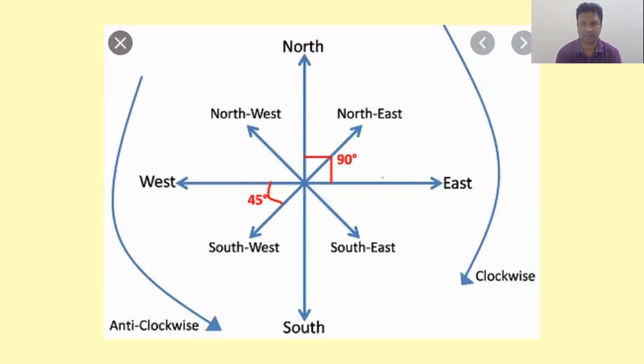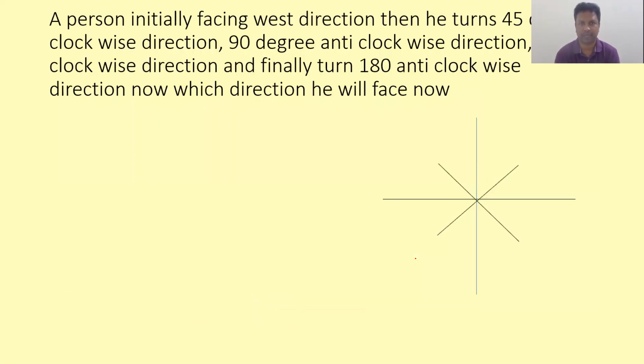And then rotations. This kind of turning is called clockwise rotation. We know how a clock functions. So this is a clockwise rotation, and this is an anti-clockwise rotation. Now you can see one example.